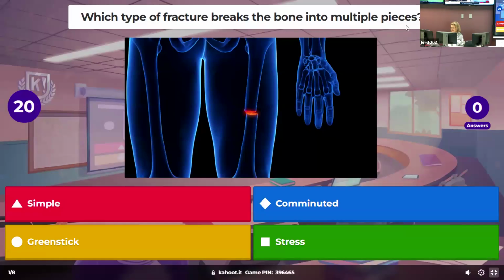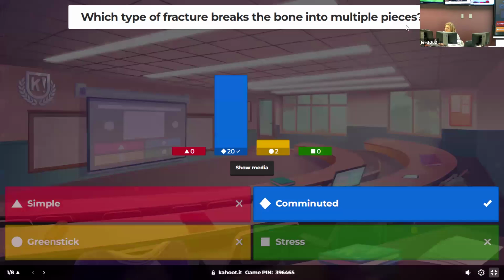Bone into multiple pieces. The communicated, I cannot say that word. I want to say comminuted. Anyway, yes, that's the correct answer. The greenstick fracture is the twisting. Remember, it's the twist, the spiral.